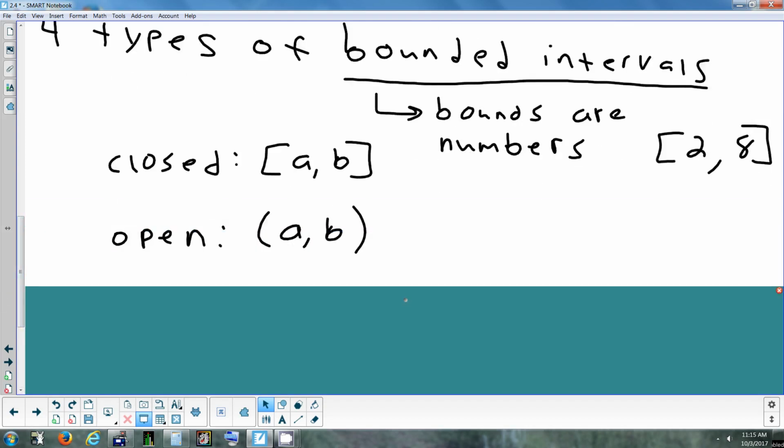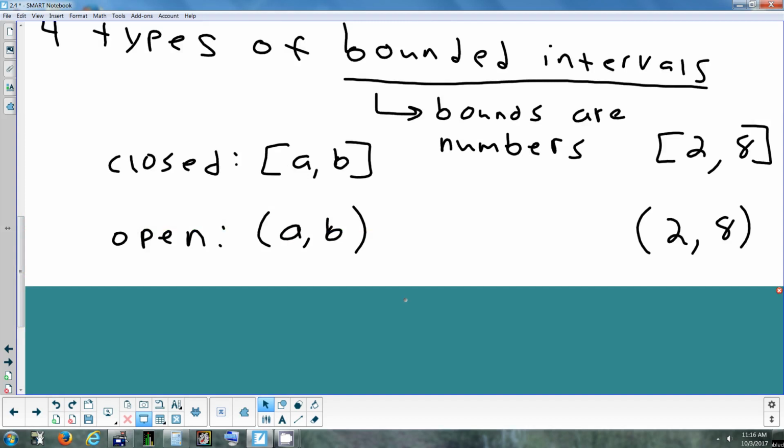Versus an open interval. If I said an open interval between 2 and 8, what's the difference between an open interval between 2 and 8 and a closed interval? Well, these both are intervals. They both mean everything between 2 and 8. It just doesn't include the 2 or the 8.